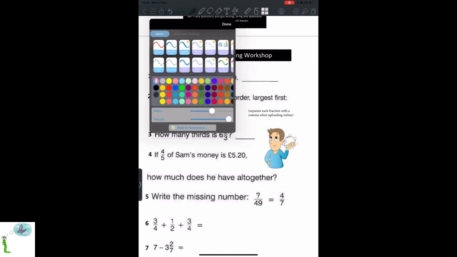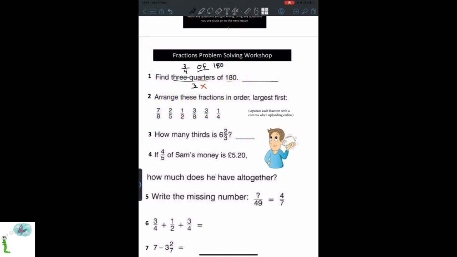So what you could do is 3/4 times 180, and to times by a whole number you just put 1 at the bottom and then times top by top, bottom by bottom. You'll get an answer of, I believe, 540 over 4, and then you're going to have to divide that to get it into a whole number.